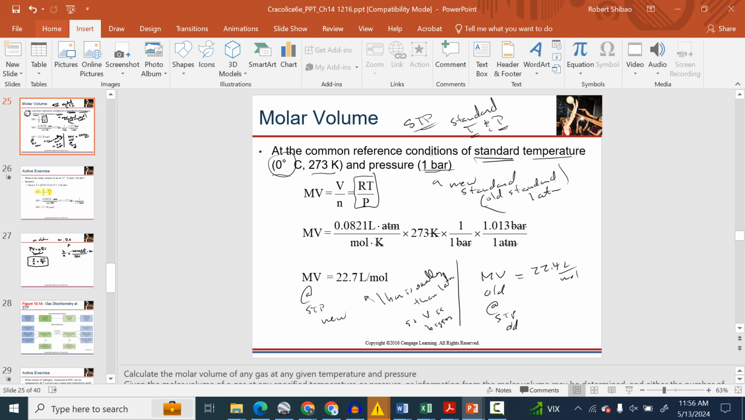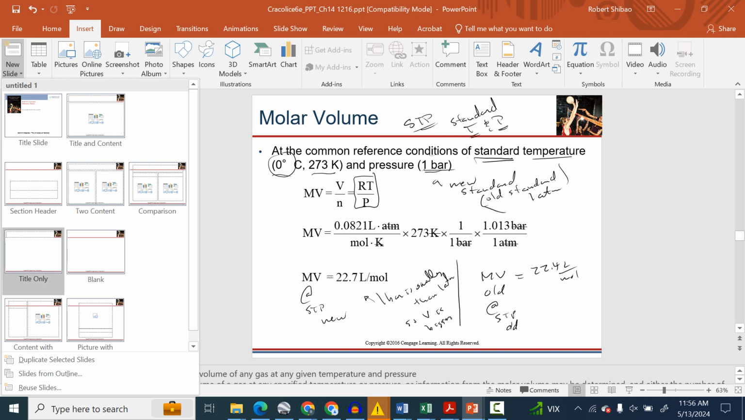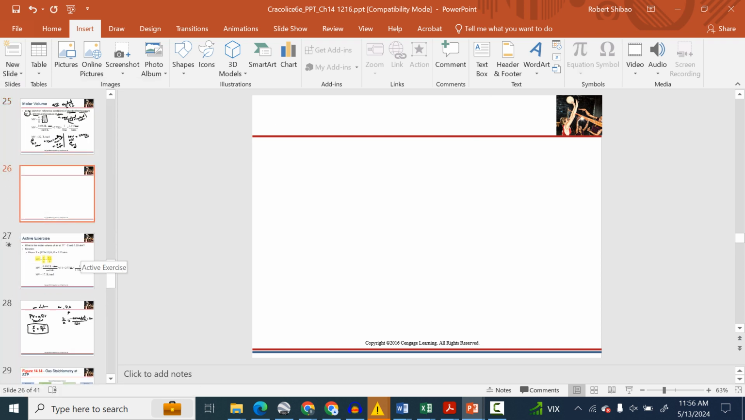And in fact, what we can do here is we can tell you what it is. It's 1.01325 bar is equivalent to 1 atmosphere. And so the bar is a little bit smaller than the atmosphere.